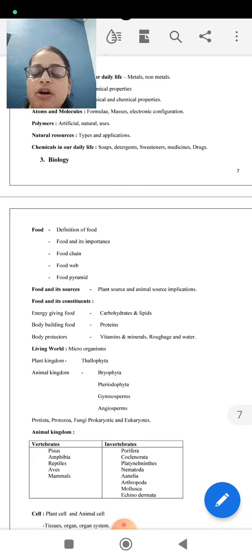In the next topic, we have food and its sources, I mean where this food comes from. We have one separate chapter in the textbook, that is food and its sources, where the food comes from, that is plant source or animal source.